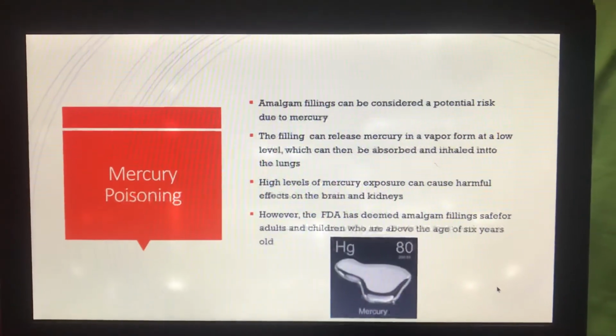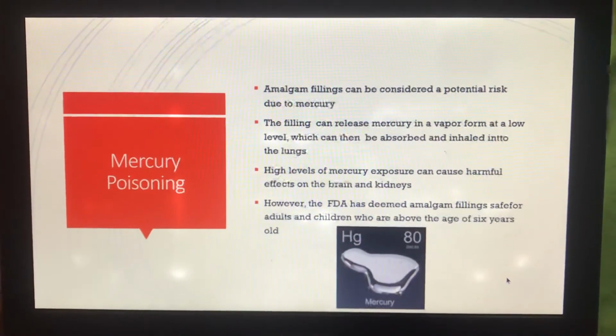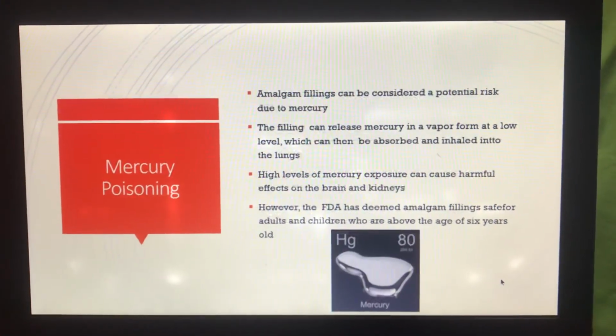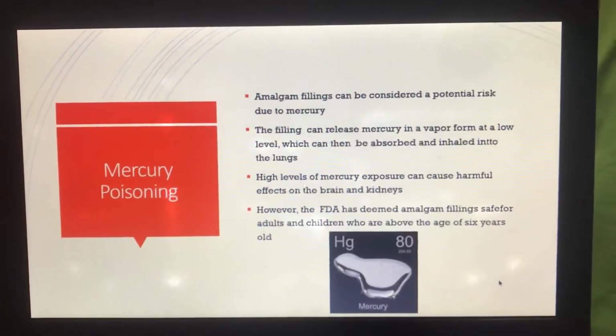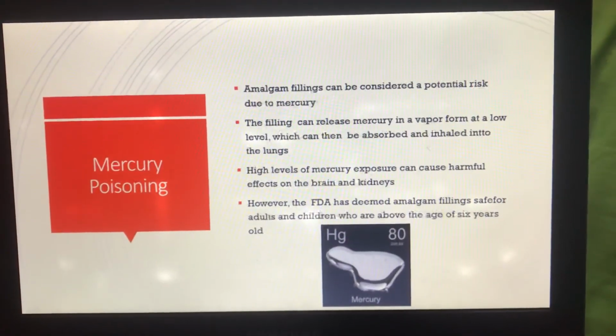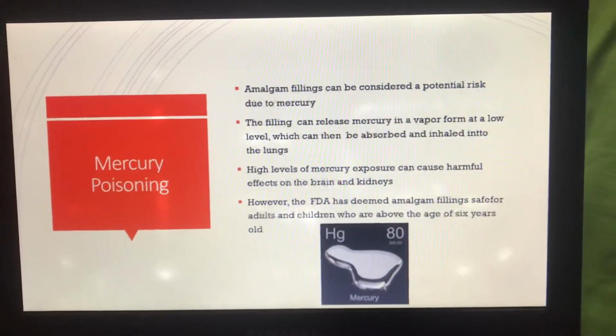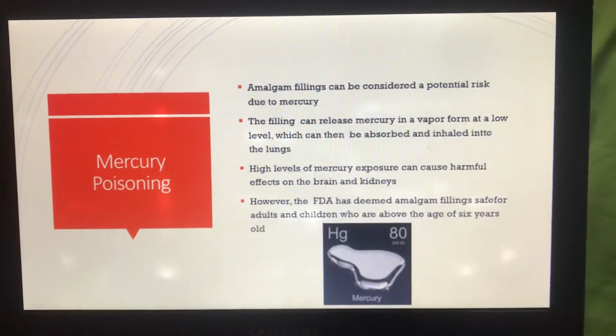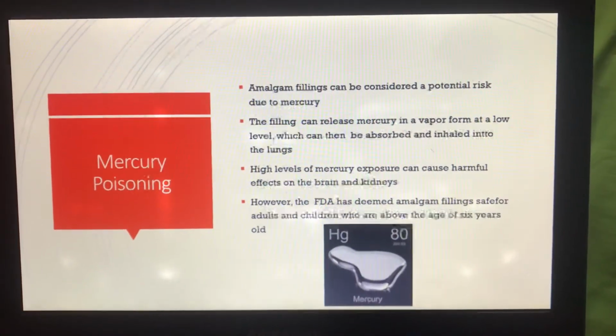So, mercury poisoning. Amalgam fillings can be considered a potential risk due to mercury. The filling can release mercury in vapor form at a low level, which can then be absorbed and inhaled into the lungs. High levels of mercury exposure can cause harmful effects on the brain and kidneys. However, the FDA has deemed amalgam fillings safe for adults and children who are above the age of 6 years old.